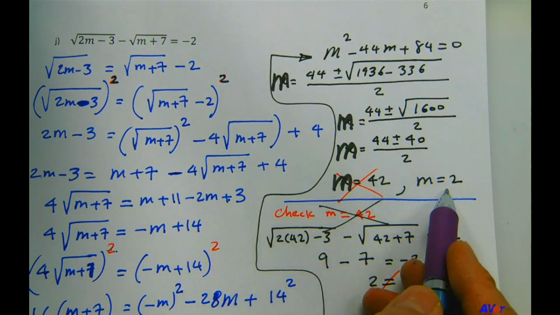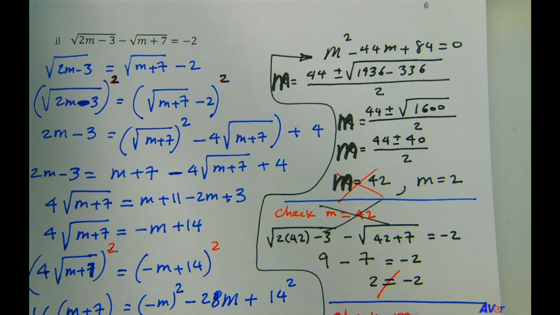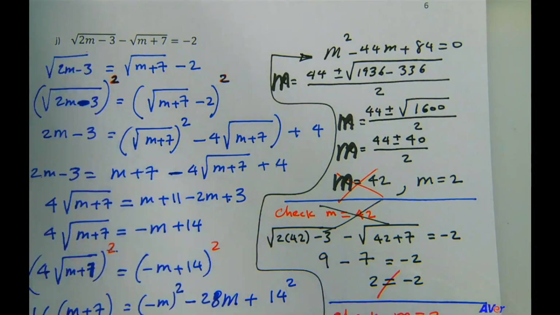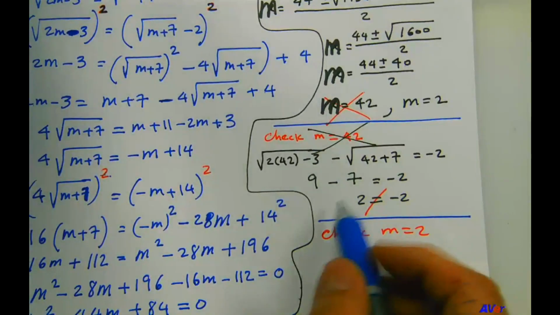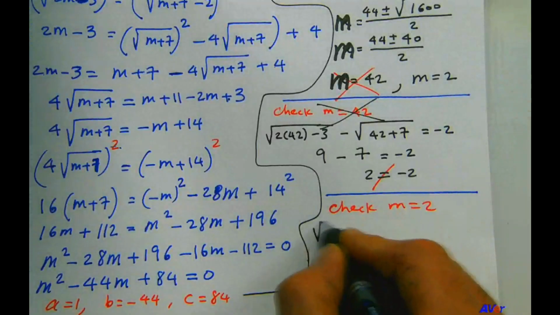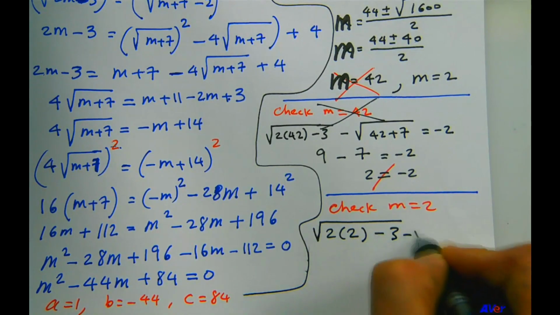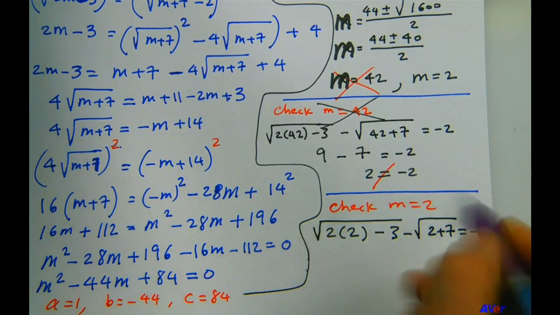Let's check m equals 2. Okay, so plugging in 2 for m. I'm out of the screen right there, so I need to scroll up. So I'm just checking the 2 in the original equation. 2 times 2 minus 3 minus square root of 2 plus 7. And we're asking if the left side equals negative 2.